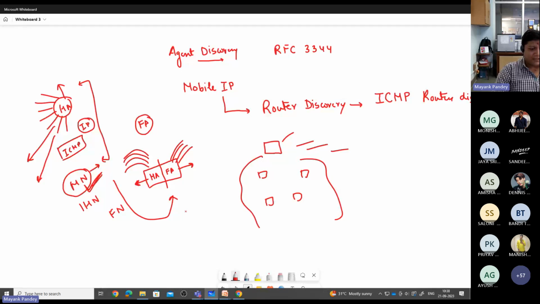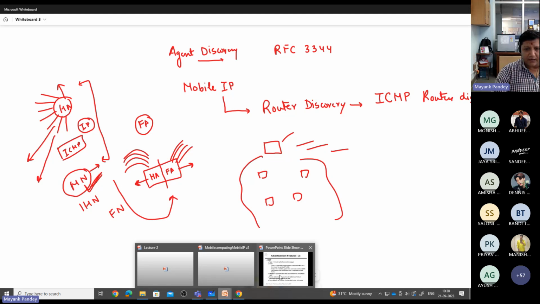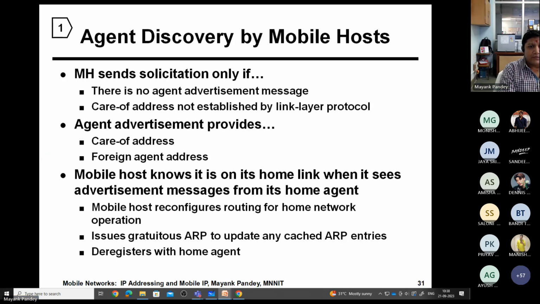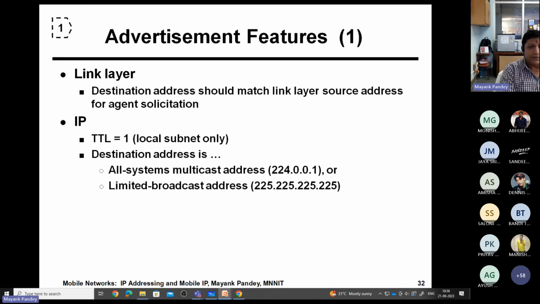So the first process which is getting done is that both the home agent and foreign agent keep doing this periodic broadcast. How do they do this? How do they send the advertisement? They send the advertisement by setting TTL equal to 1 because this is for the local subnet only. They use the all-systems multicast address 224.0.0.1 or they will use a limited broadcast address for that subnet. So the foreign agent or home agent keep doing these broadcasts or all-systems multicast periodically, setting TTL equal to 1 because this is for that local subnet only.